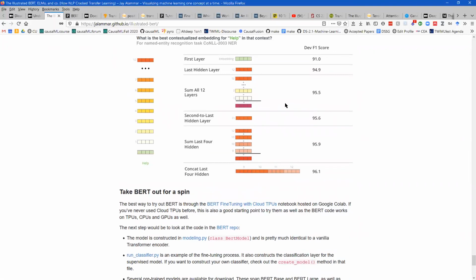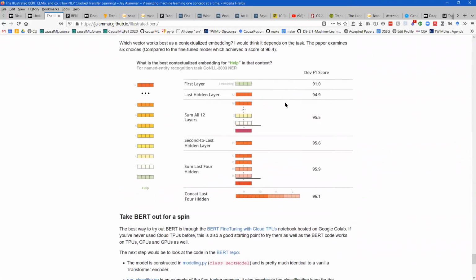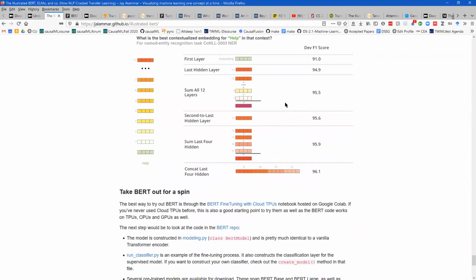Sort of. I have to think about it a little bit more. But anyway, it's interesting that the different ways of combining the layers result in, it looks like, significantly different scores on this task.